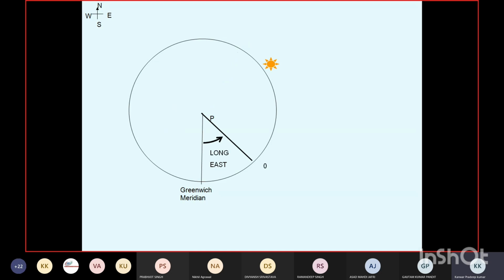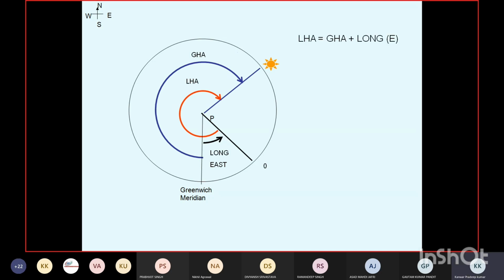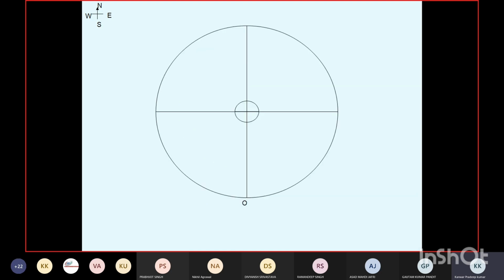And if it is east longitude, GHA star, LHA star. So GHA plus east longitude will give you the LHA star. Now, going on a little further to what is LHA. This is the diagram I had drawn on the board.